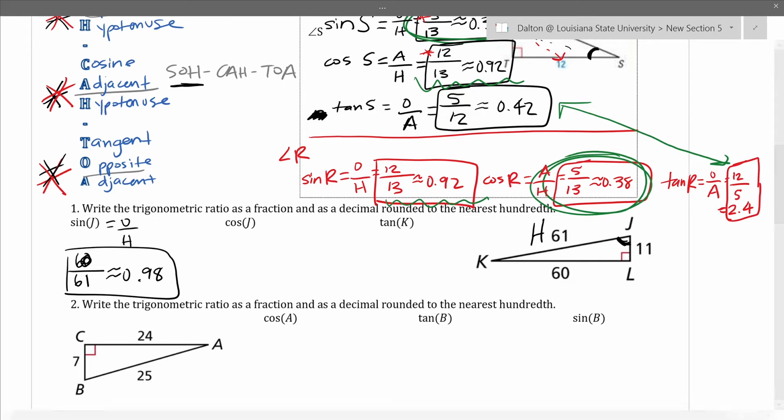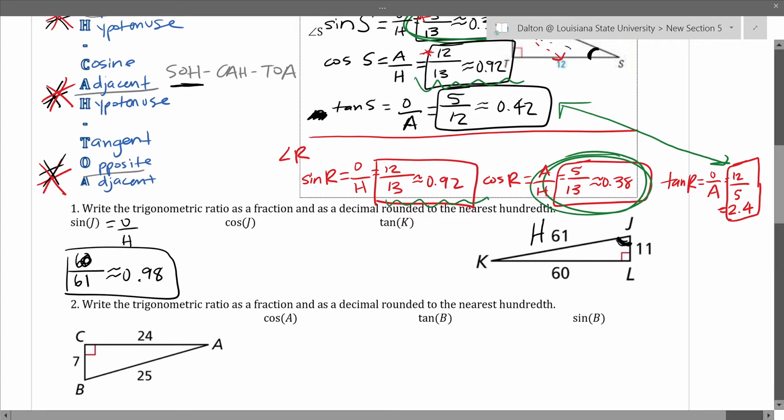Next, what about the cosine of J? So I'm still at J, that's my reference angle. Let me do a different color. Okay, I'm still at J, but this time cosine, using our mnemonic device, is adjacent over hypotenuse, A over H. The side adjacent to angle J, the side touching angle J, that's not the hypotenuse, is 11. The hypotenuse is 61. 11 over 61 to the nearest hundredth is approximately 0.18.